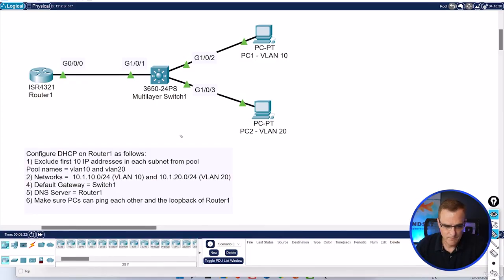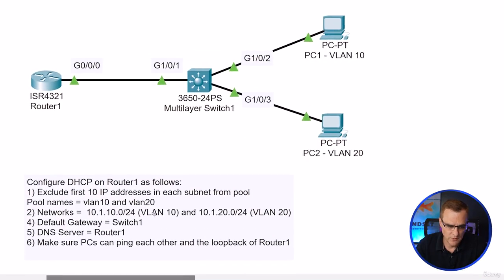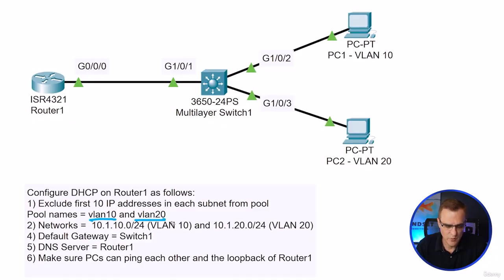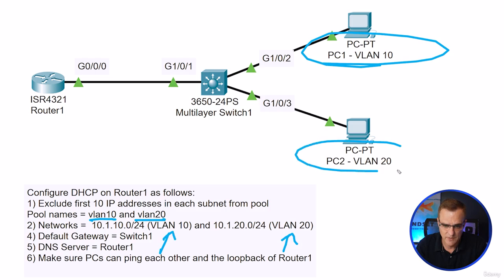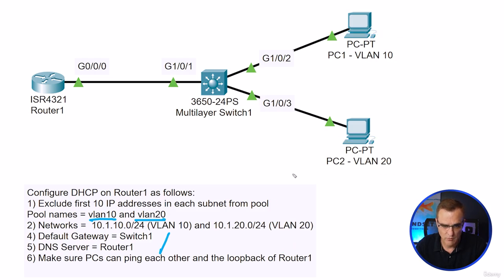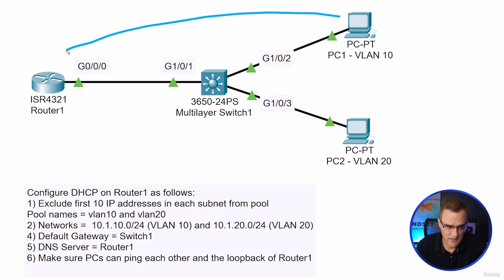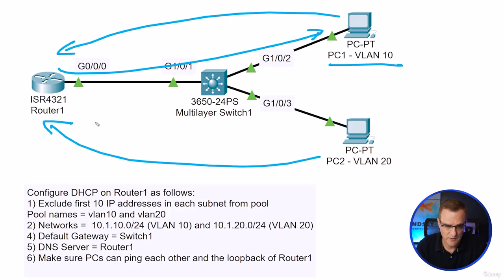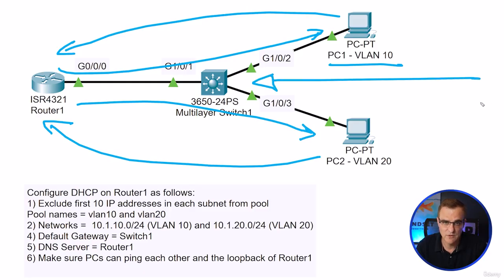So what you need to do here is configure DHCP pools with the name VLAN 10 and VLAN 20 to allocate IP addresses to devices in VLAN 10 and devices in VLAN 20. So this PC, PC1, is in VLAN 10, this PC, PC2, is in VLAN 20. When your router is configured properly and the PC over here sends a DHCP request, the router will allocate an IP address to PC1 in VLAN 10. And the same thing here, when PC2 requests an IP address, that will be allocated to the PC in VLAN 20. But some hints, don't forget to configure the forwarding of DHCP requests.